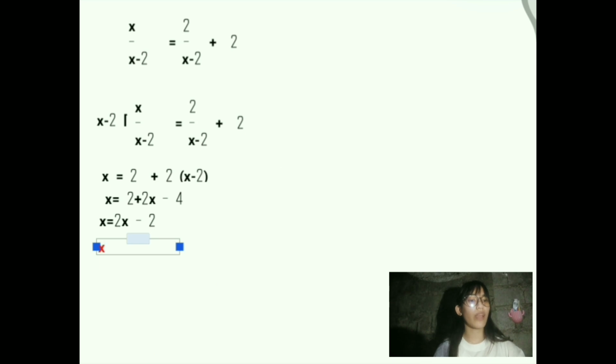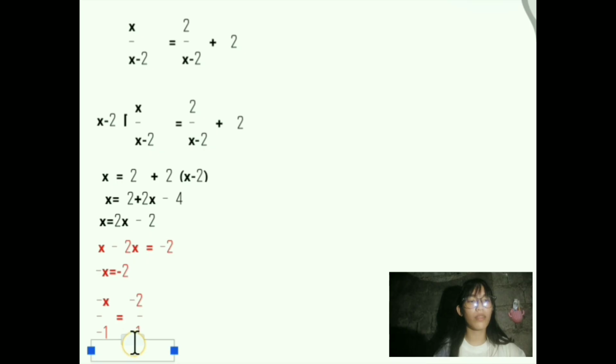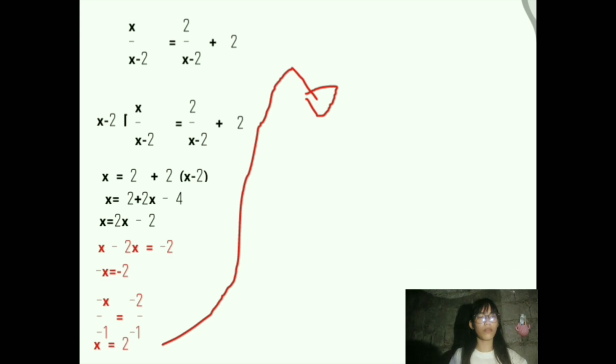Next step is, we'll solve for x. X minus 2x is equal to negative 2. All the numbers will be on the right, while all the terms that have variables will be on the left. So, x minus 2x will be negative x, and that's equal to negative 2. Here, negative x has an automatic coefficient of negative 1. So let's divide: negative x divided by negative 1 is equal to negative 2 divided by negative 1. That'll be x equals positive 2, since dividing a negative by a negative becomes positive.